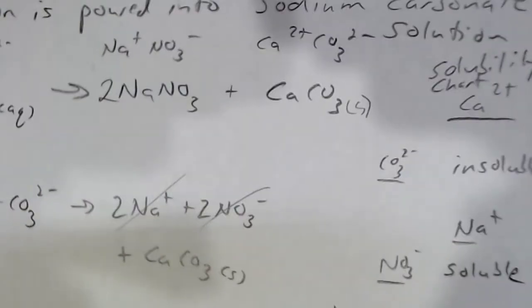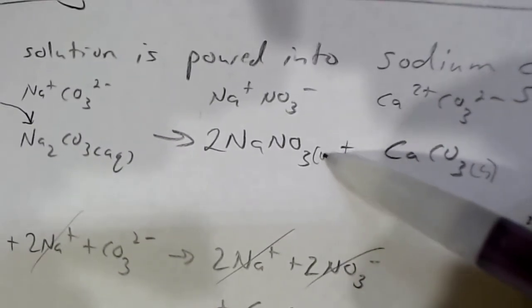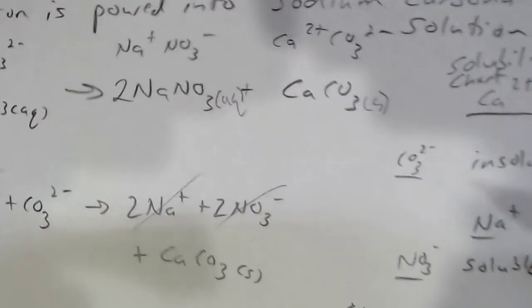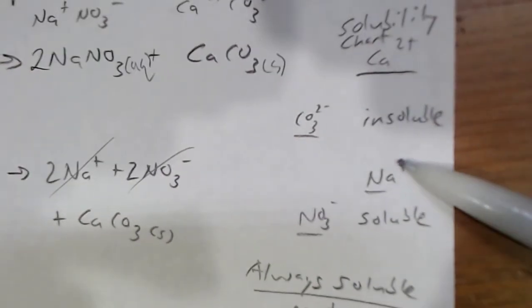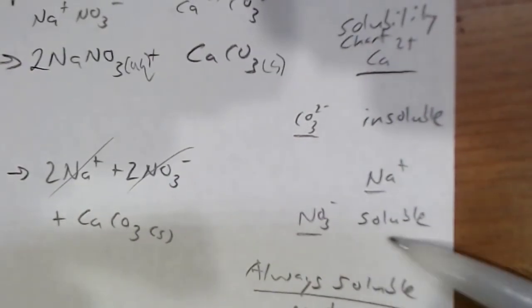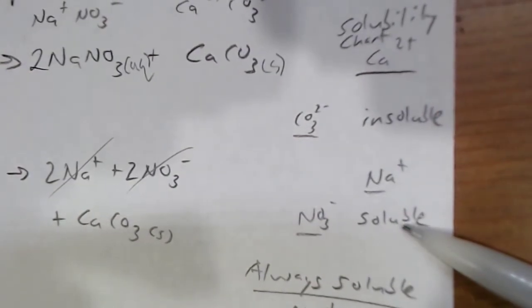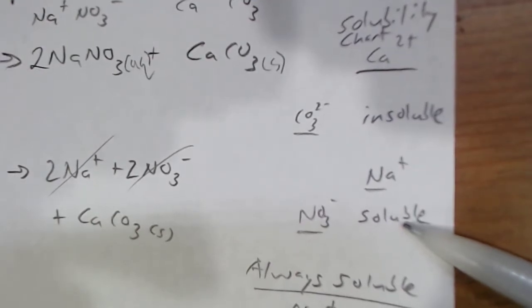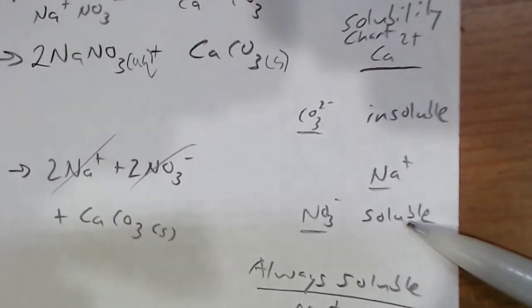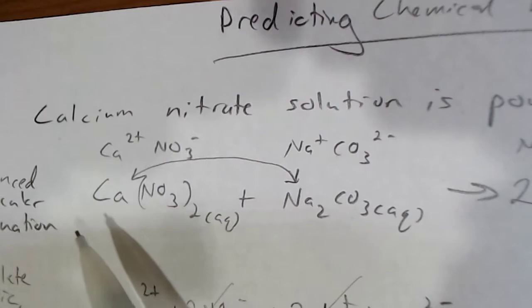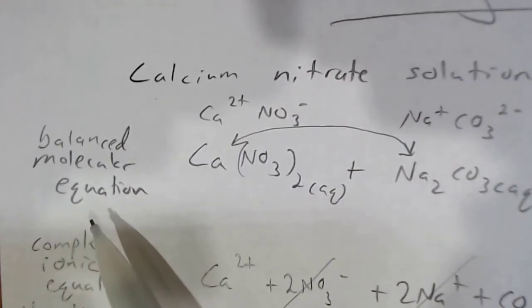But the sodium nitrate here will be aqueous because on our solubility chart, you'll see when Na+ is with NO3-, you get something that's soluble, i.e. can dissolve in water, i.e. it will be aqueous, dissolved in water. Okay, so what we just wrote was the balanced molecular equation.